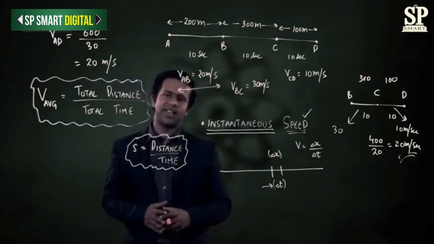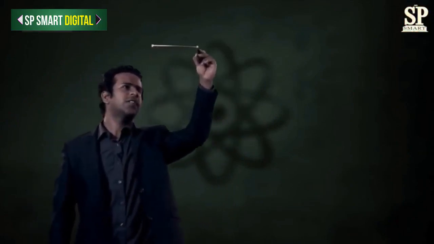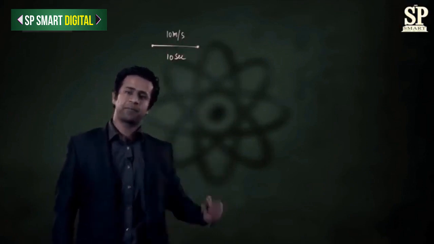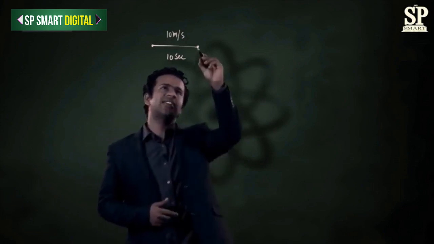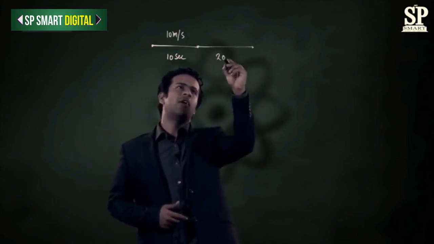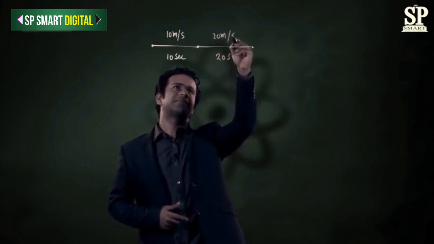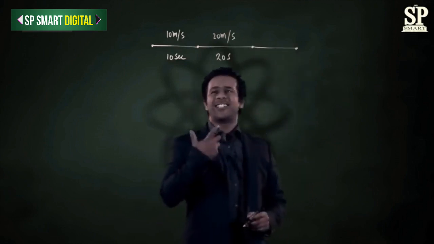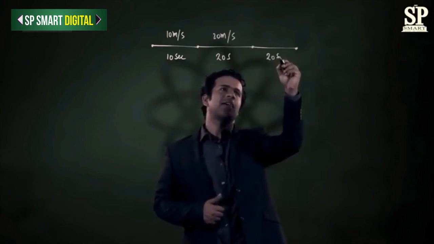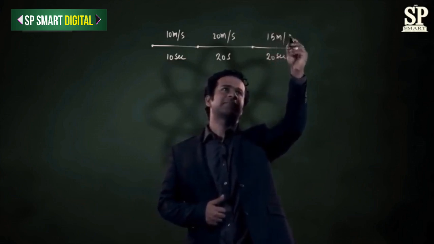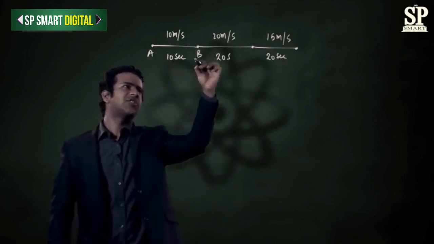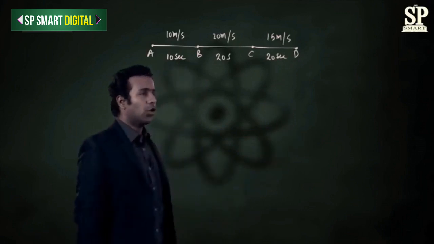Let's now look at another example. So let's say a particle moves such that for the first 10 seconds, it moves at a speed of 10 meter per second. For the next 20 seconds, it moves at a speed of 20 meter per second. And for the last, let's say 20 seconds, it moves at 15 meter per second. So for this case, we wish to find the average speed of this particle as it goes from A to D.